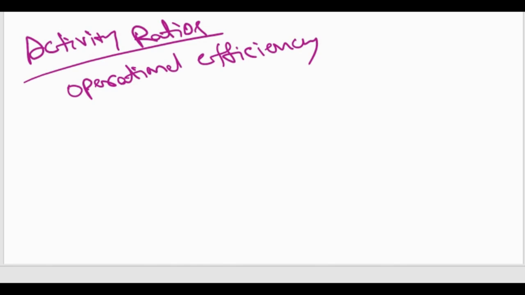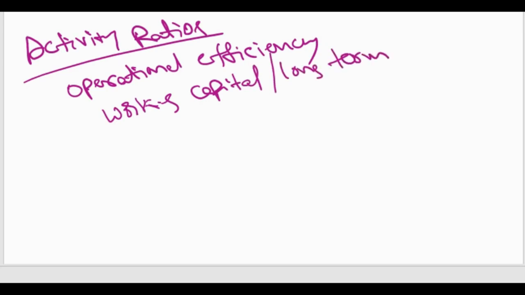So what are the things? How well a company manages its working capital and long-term assets, right? So how a company is managing working capital that is available and as well as long-term assets to produce more value. Also, this is also known as efficiency ratios or asset utilization ratios.